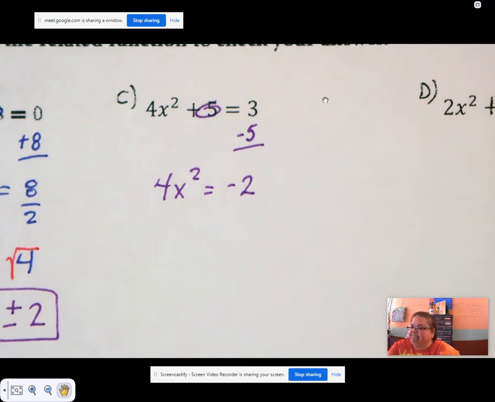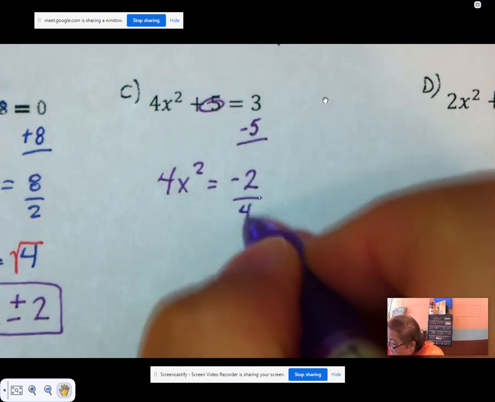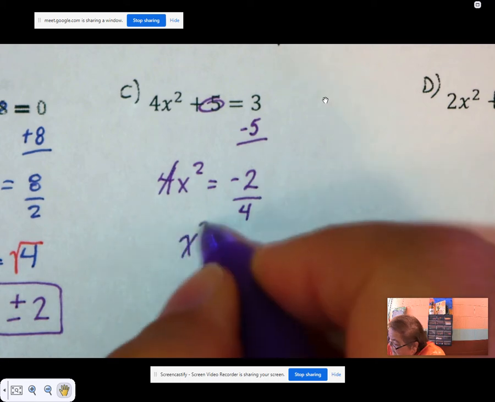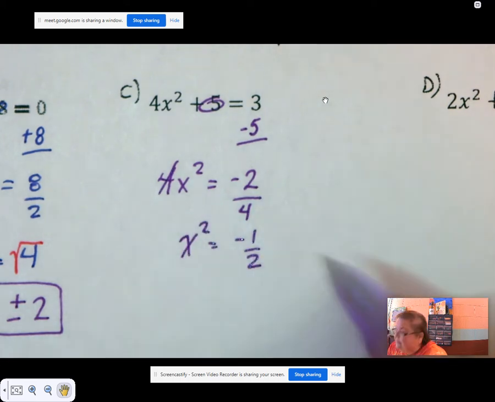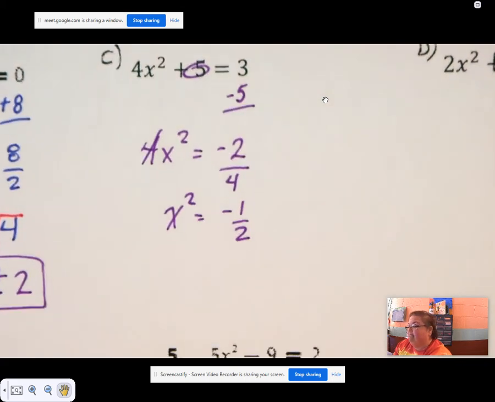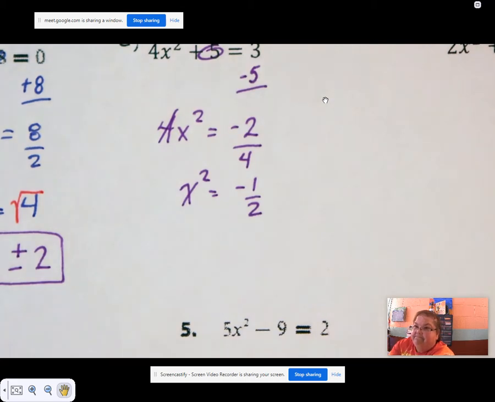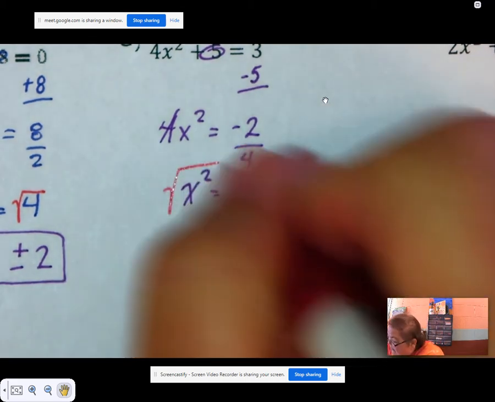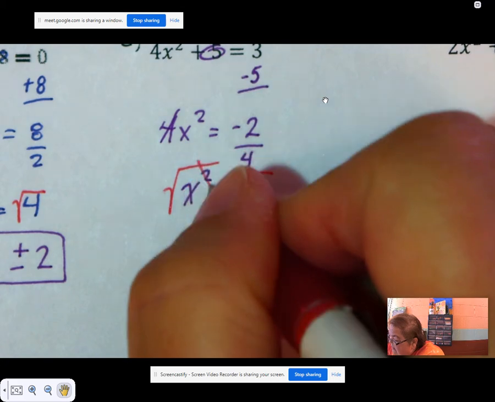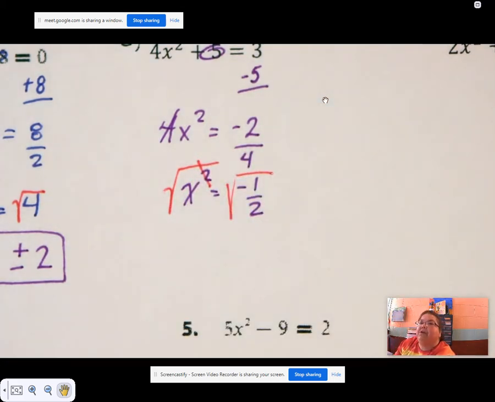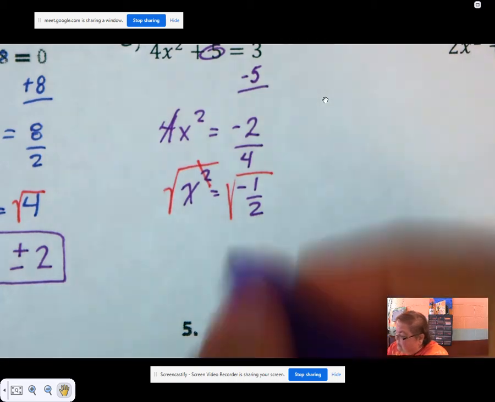Now what? Is the x squared isolated? Yes or no? No. How do I get rid of 4? Divide it away. Very good. X squared equals negative 1 half. Okay? Root both sides so that I can solve for x. Root and square cancel. Bring down what's inside, which is x.